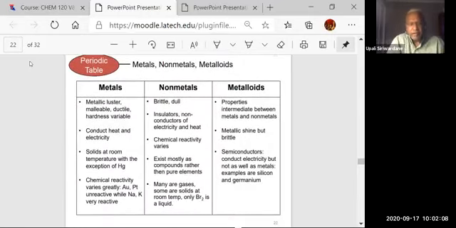Metals have certain properties: they conduct electricity and are solid at room temperature except mercury. Chemical reactivity is different. Non-metals are brittle, dull, non-conducting. Chemical reactivity varies. And metalloids have in-between properties between metals and non-metals.